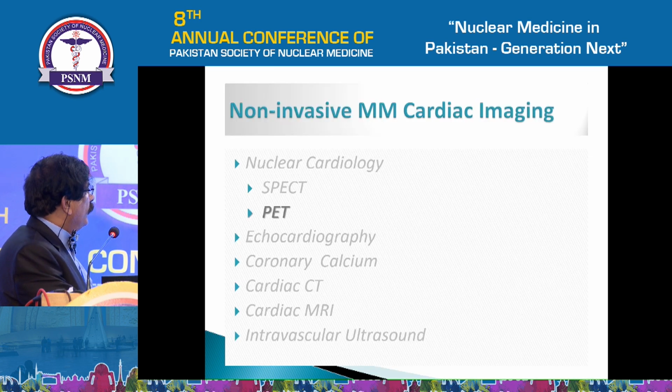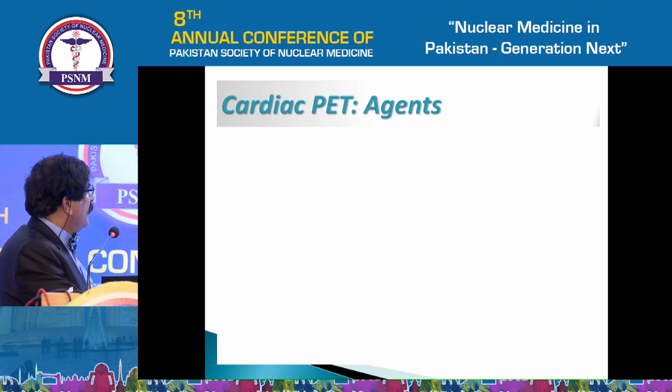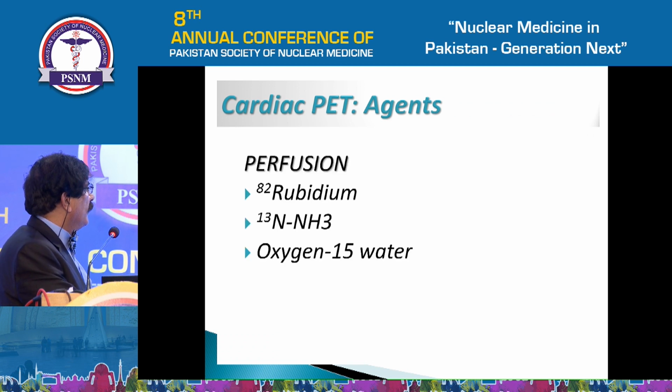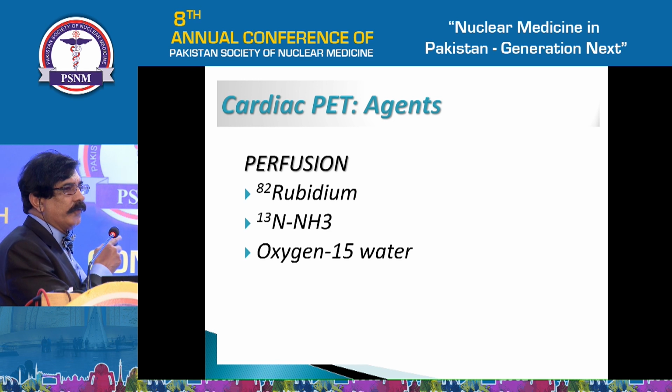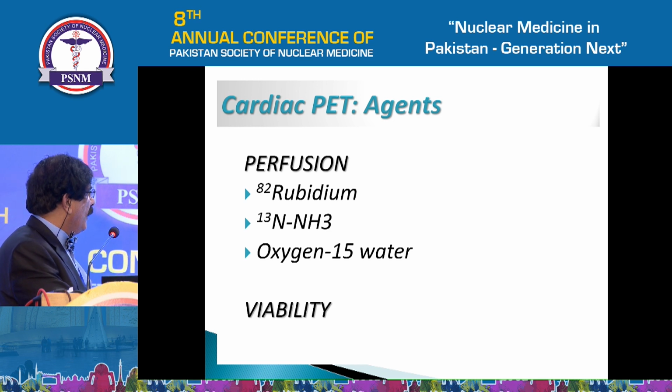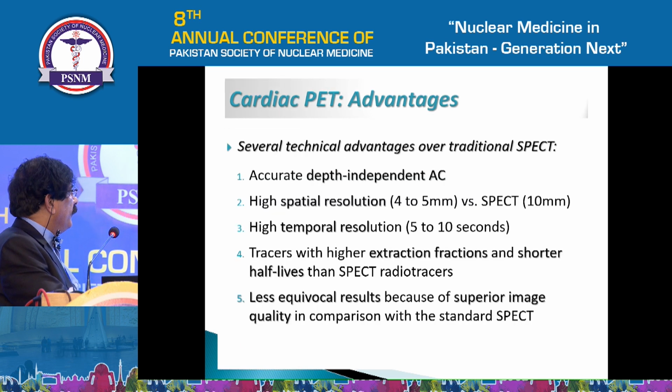So now we come to PET imaging. We have discussed that in the workshop yesterday, so I'm not going to go too much into it. For perfusion, we use rubidium, oxygen, and ammonia, and for viability, we use FDG.